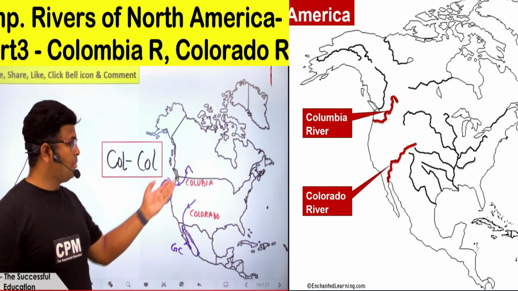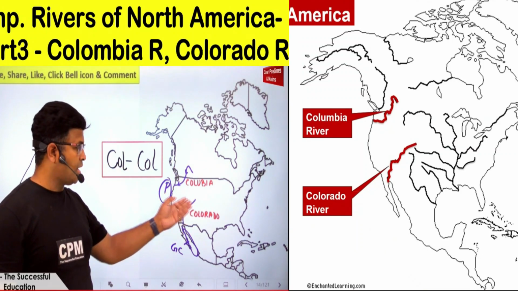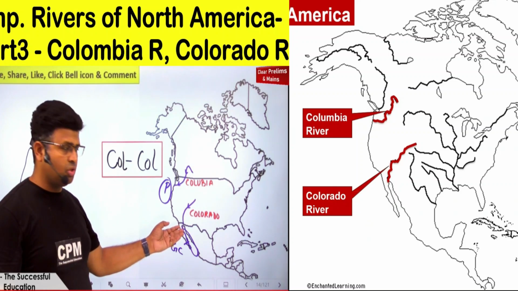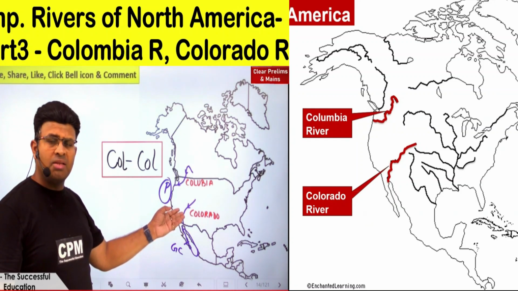Columbia, Colorado. Columbia River is passing through Columbia Plateau. Colorado River is passing through Colorado Plateau. And Colorado has a Grand Canyon.